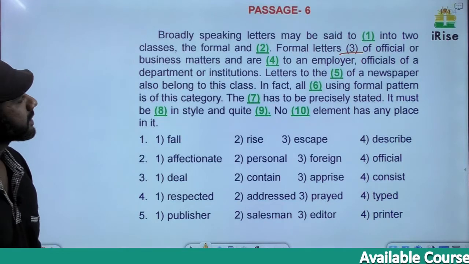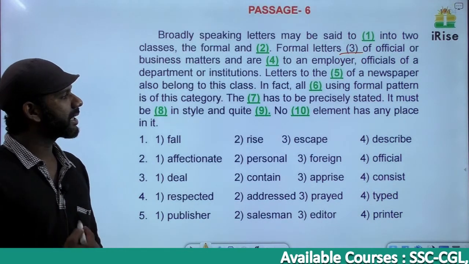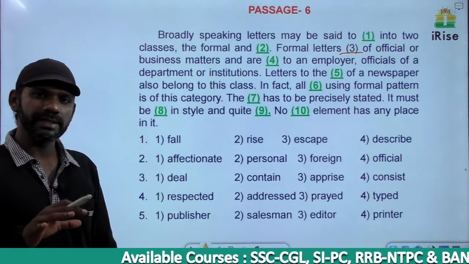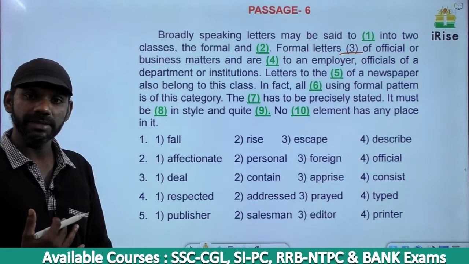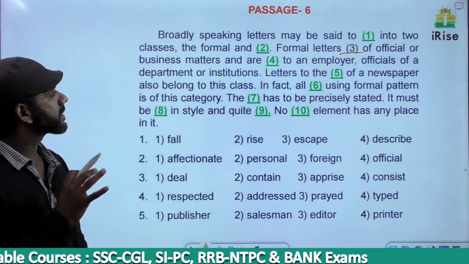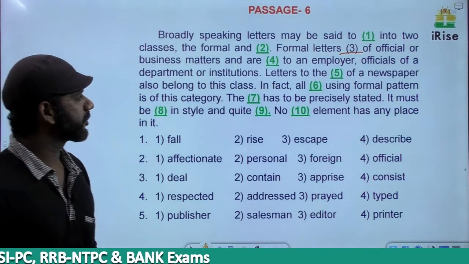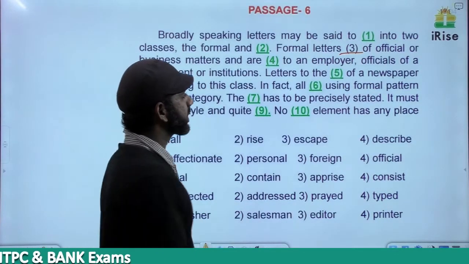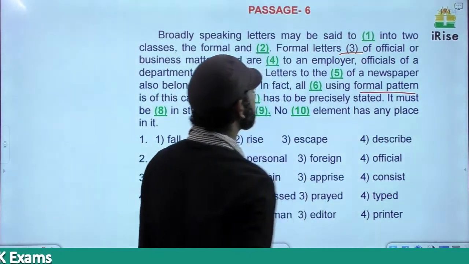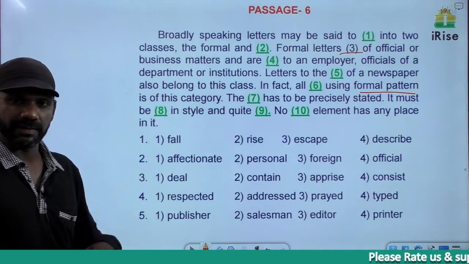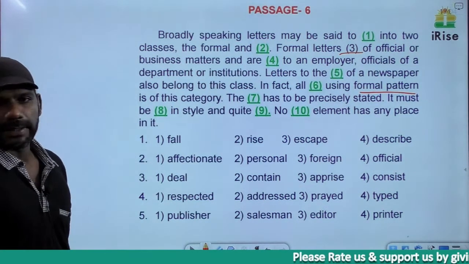So the sentence starts with letters, then moves on to one type in specific. As told in a sentence in a paragraph, the change happens from general to specific. So it starts with letters in general and moves on to one type that is specific, that is the formal pattern, the official letter. Right. So this is the subject matter of the passage, what the passage is about. We'll start from the beginning.